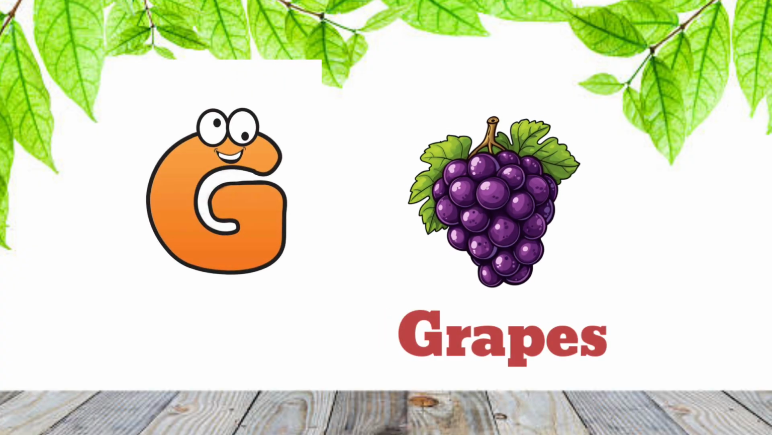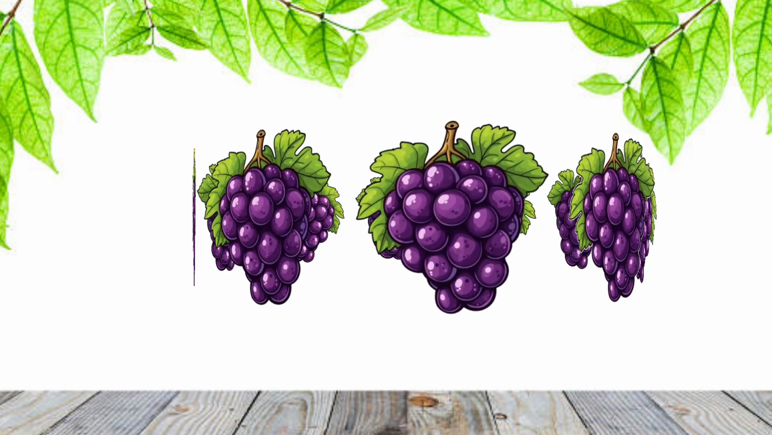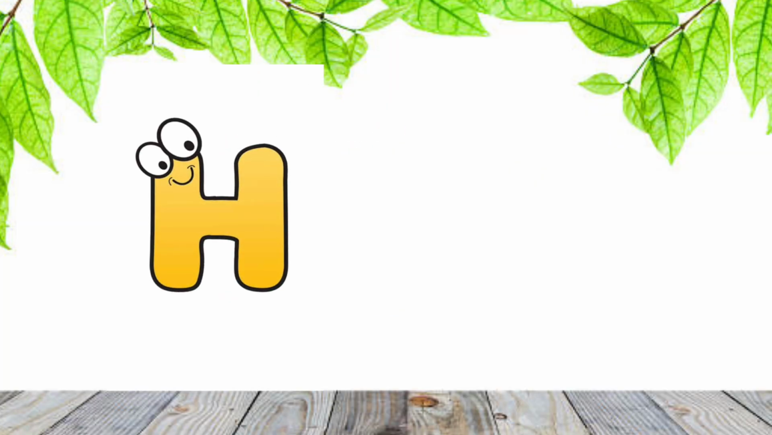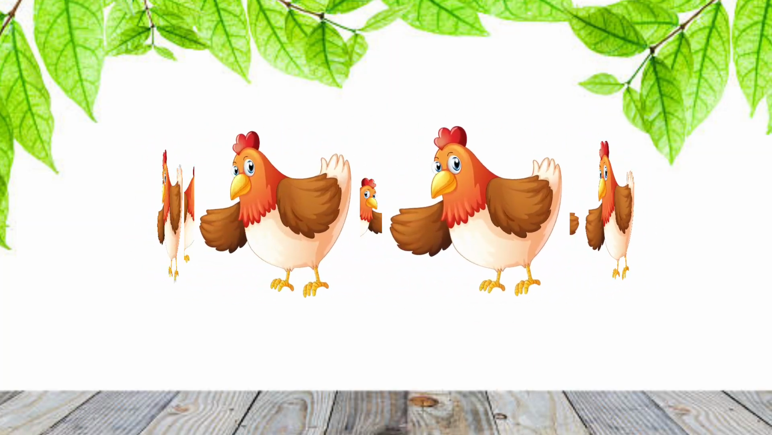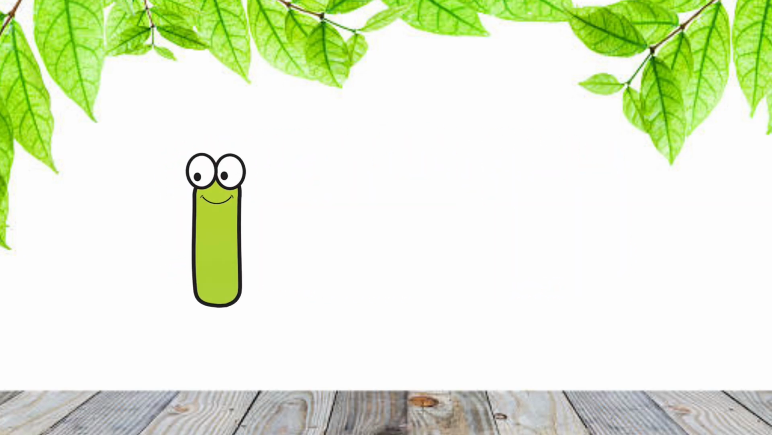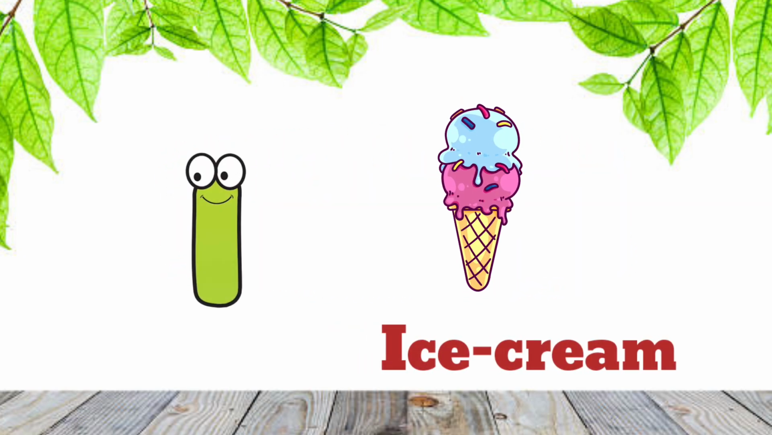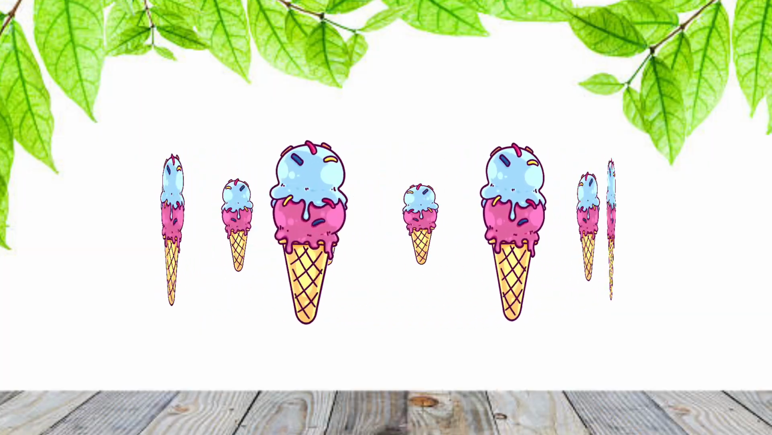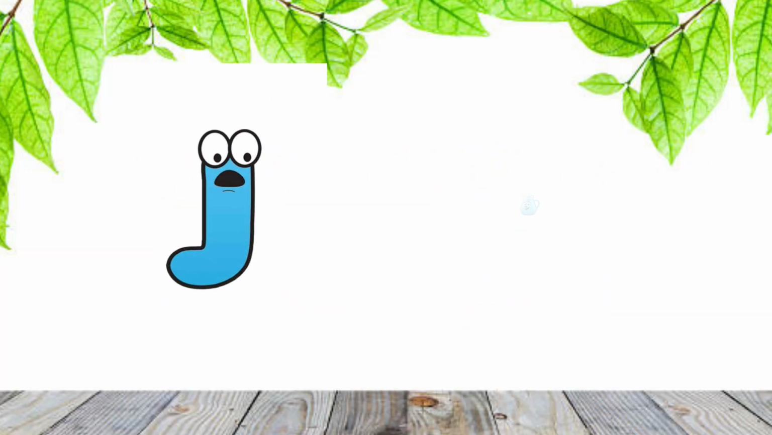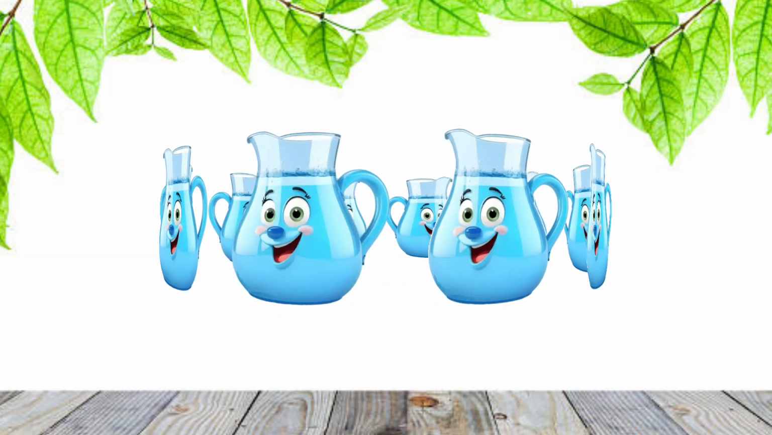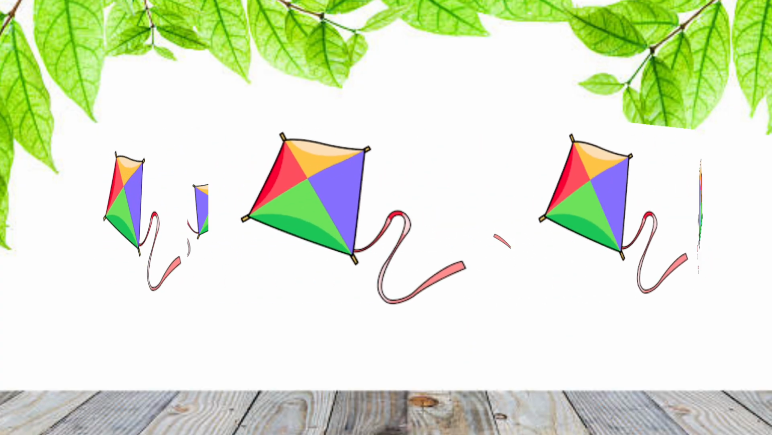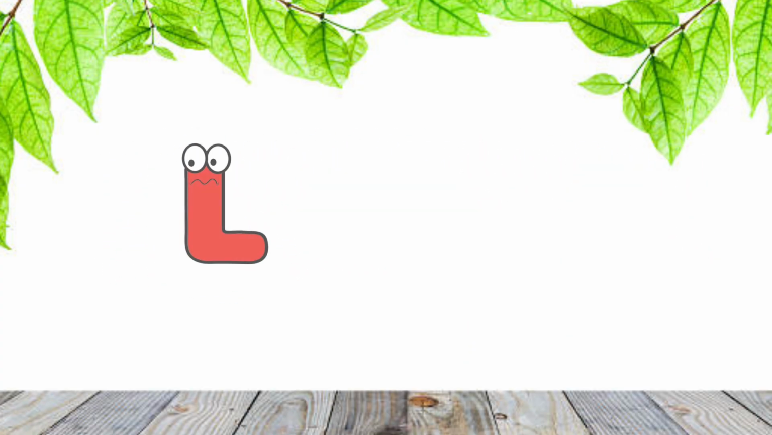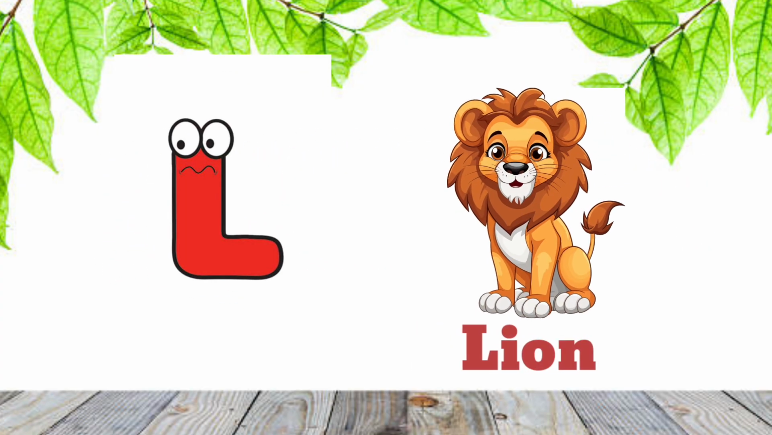G. G for grapes. H. H for hen. I for ice cream. J. J for jug. K. K for kite. L. L for lion.